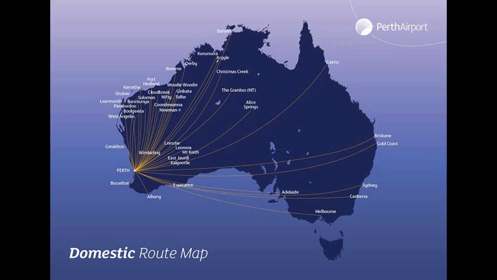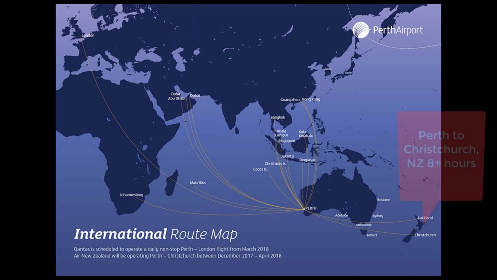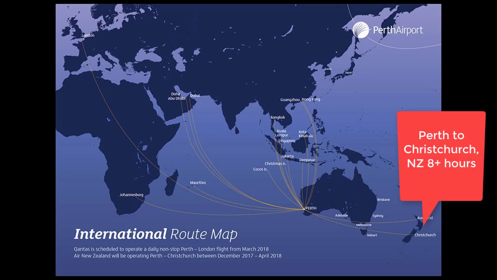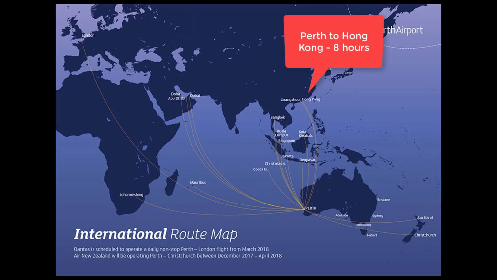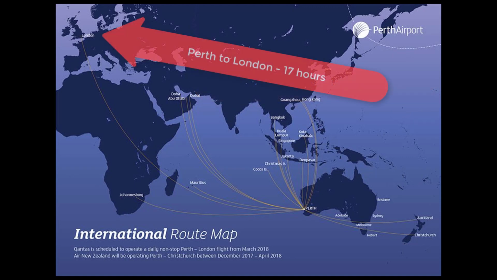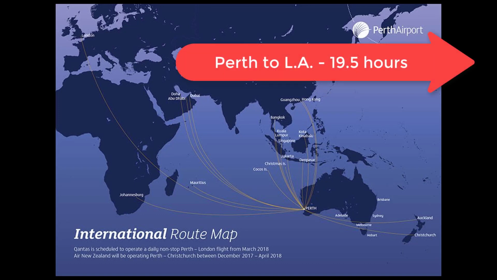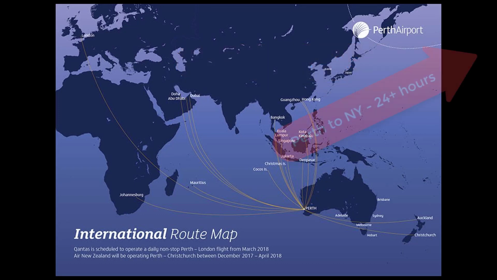But when you start to look at getting to Perth from other parts of the world, say if you live in Christchurch, New Zealand, you're looking at just over 8 hours. Perth to Hong Kong, about 8 hours. Perth to Honolulu, okay, now we're up to 16 hours. Perth to London, 17 hours. Perth to LA, 19 and a half hours. Perth to New York, 24 plus hours. It's actually more than a full day to travel from New York to Perth.